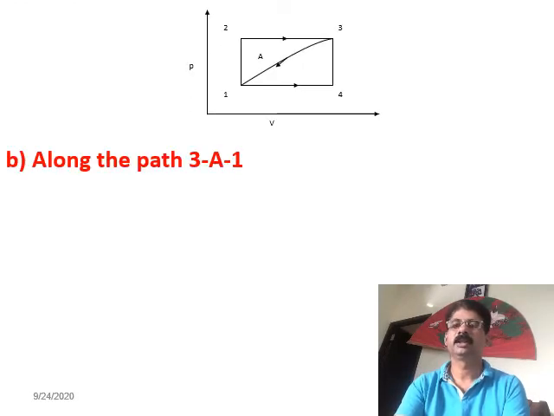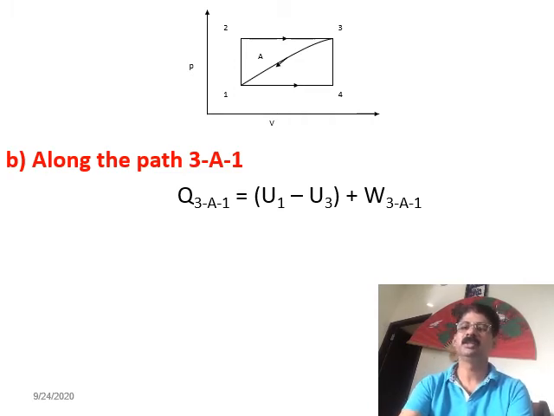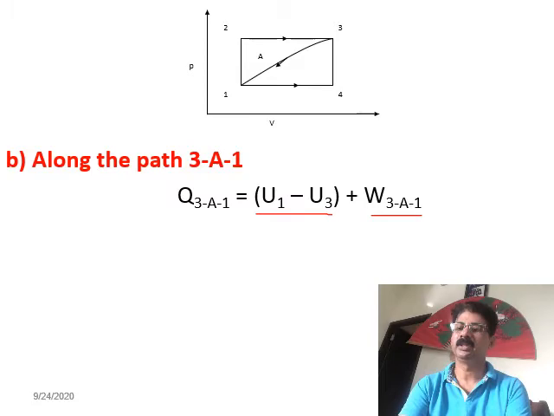Now let us take the second part B, that is for the path 3A1. Once again you have to go back and read that question. Suppose you already noted it down, then it is fine. Here you can apply the first law equation Q3A1. Moving from 3 to 1, it is 3A1. So delta U becomes final minus initial, meaning U1 minus U3. That's very important. And W3A1.